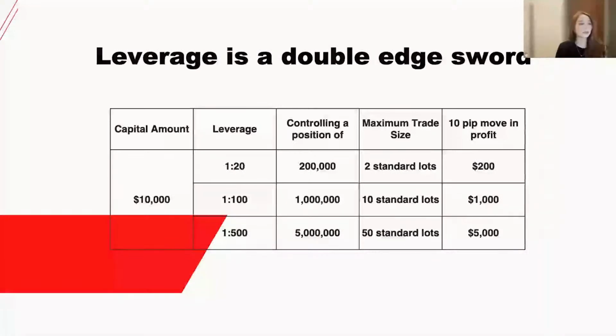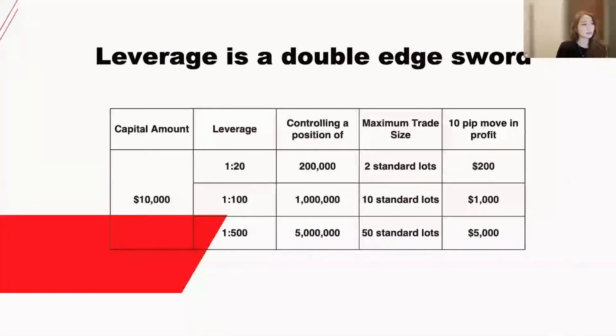Looking at the second leverage ratio, we are looking at 1:100. You're able to control a position of 1 million with a capital amount of $10,000, which allows you to have a maximum trade size of about 10 standard lots. With every 10 pip movement, you'll get $1,000 back in profit.